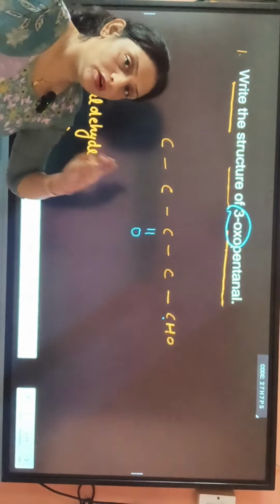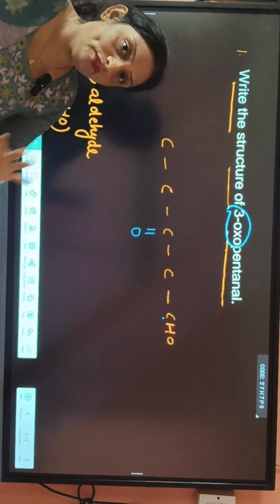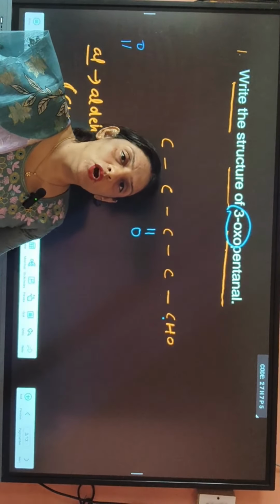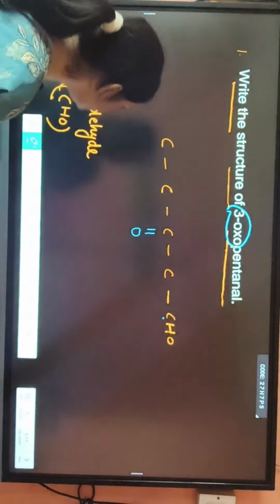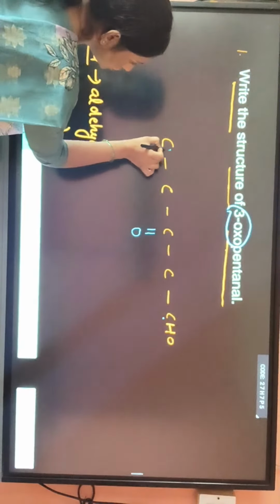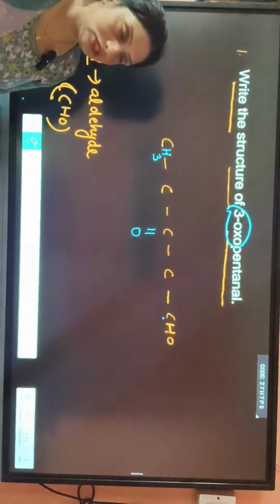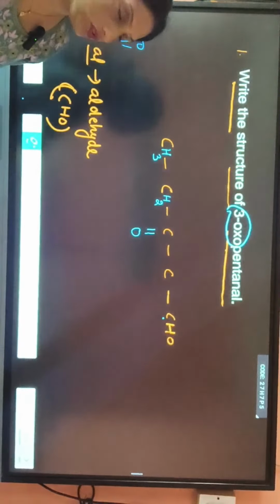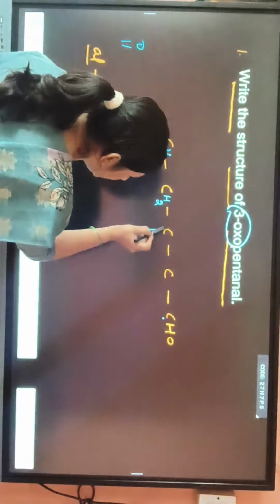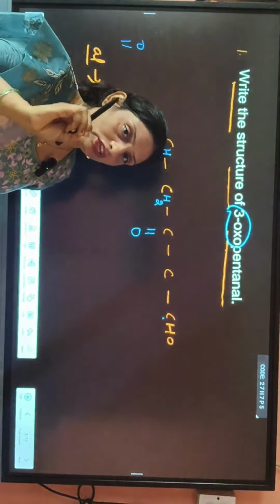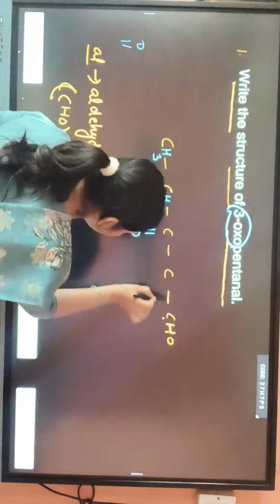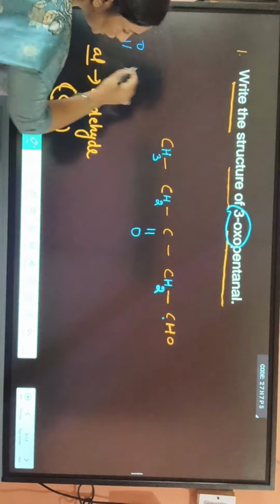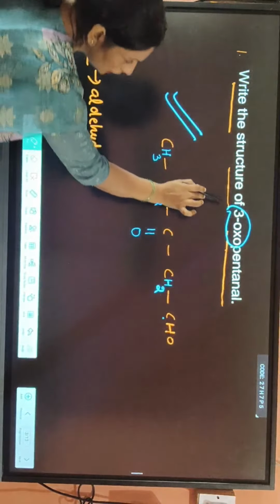After that, you complete the valency. Carbon is tetracovalent, so you fulfill all 4 bonds of each carbon. This carbon has formed 1 bond, so 3 more. Here it has formed 1 and 1, 2, so 2 more bonds with hydrogen. Then it has already formed 1, 2, 3, 4, so no hydrogen is needed. Now 1 and 1, 2, so you provide 2 hydrogens. So this is the structure for 3-oxopentanal.